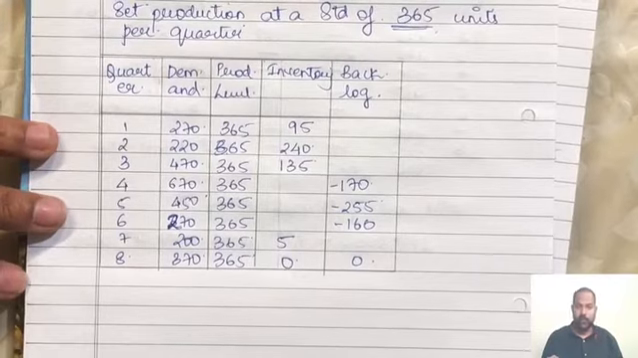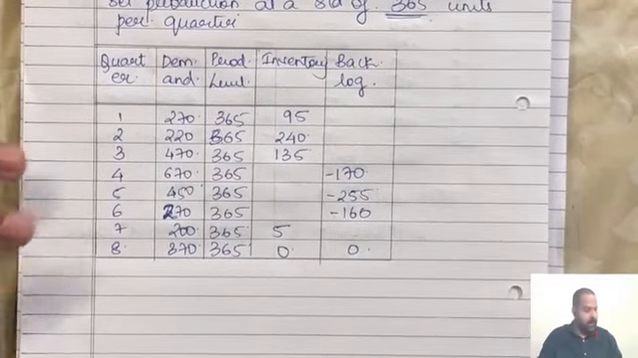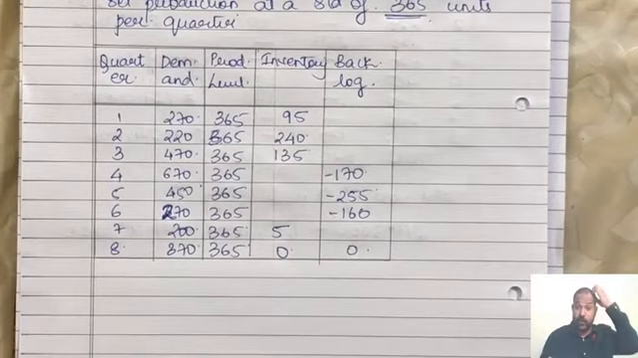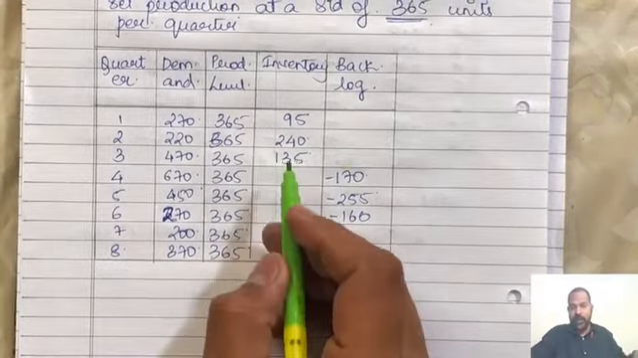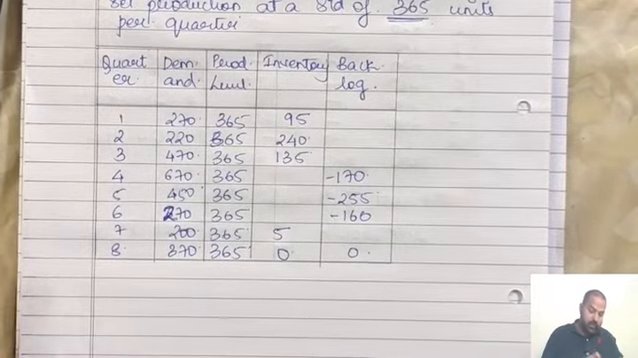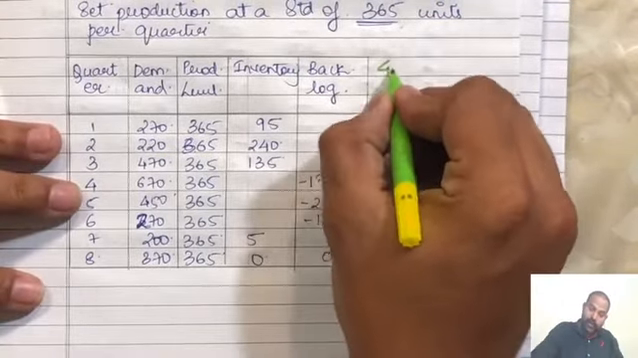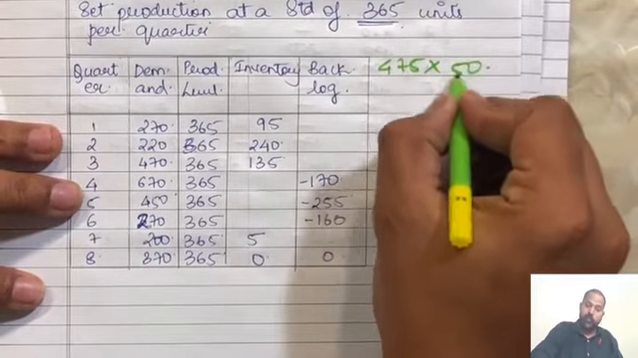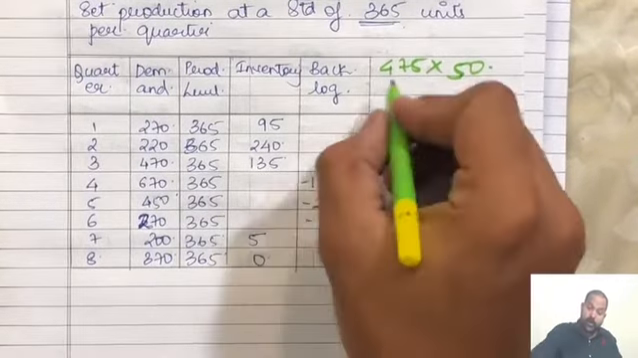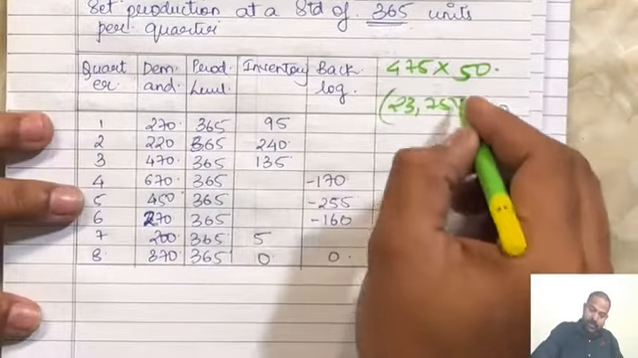Now, technically what I would ask you to do, I would write it down, but I don't want to waste place. So let me write it down, but with a sketch pen, so that we know that we are not going to include it. How much inventory have you carried? Well, you have carried an inventory of 95 units plus 240 units plus 135 units plus 5 units, which is a total of 475. So you are carrying an inventory of 475 units, for which I'm going to charge you $50 per unit per quarter, which is 23,750 rupees. This is the cost of carrying inventory.